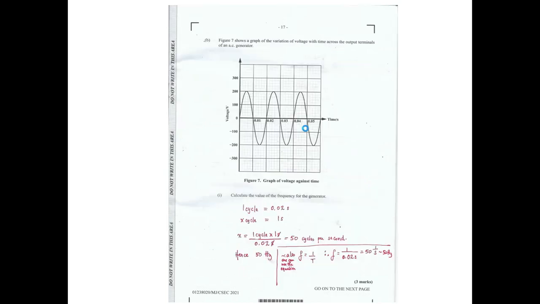Then they said the peak voltage is applied by the generator across a 100.0 ohm resistor. Calculate the peak value of the current in the resistor. Now the peak, if you go back, the peak is at 200 volts. Okay, so let me see, did I do it right?